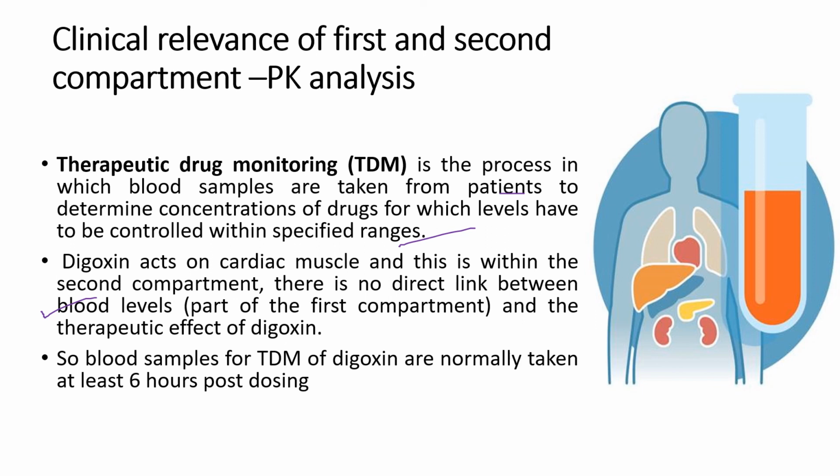So for that, the blood samples for TDM of digoxin are normally taken at least 6 hours post dosing. In the initial 6 hours, generally the drug will be staying in the first compartment. If we calculate the concentration of digoxin in the first compartment within the first 6 hours, it has less clinical value. But at the time point of around 6 hours, it is in equilibrium between the first and the second compartment, and that is the point where we should take the blood concentration, and therefore the dose of digoxin can be manipulated based on the result.